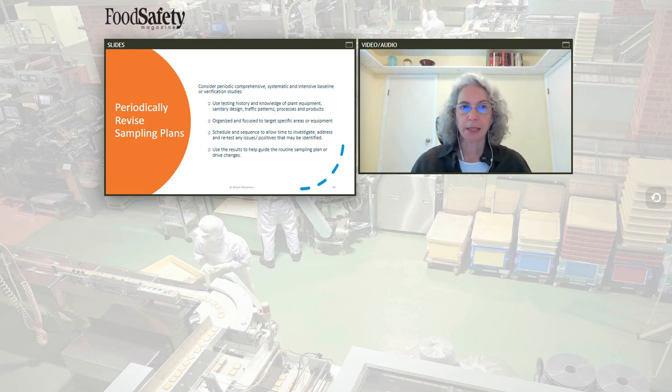Periodically revise your plans. It's not a static program. Think about doing some kind of comprehensive or systematic or intensive baseline or verification study. And you can use your historical data for this. You can use your testing history, your knowledge of your equipment, your traffic patterns to guide you. A lot of companies will really just divide up their operation, their facility to different areas, and perhaps do intensive swabbing of one area at a time to really take a hard look and see if their A&P is really working properly or do they need to make changes.